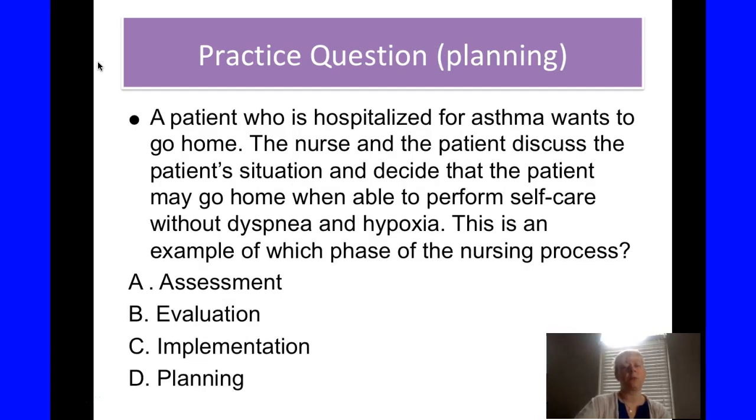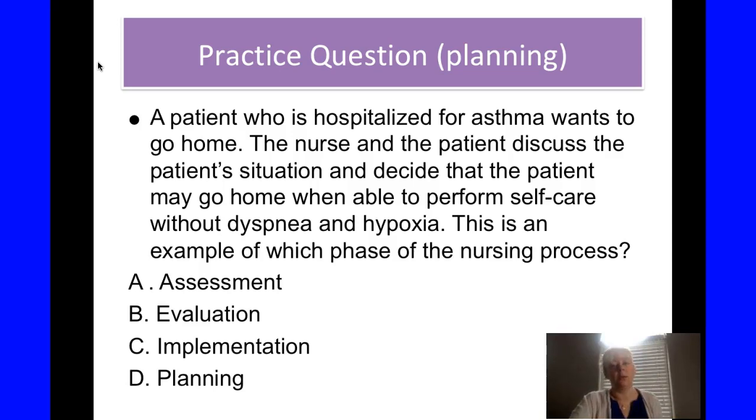A patient who's hospitalized for asthma wants to go home. You, the nurse, and the patient talk about the patient's situation and decide that the patient may go home when able to perform self-care without dyspnea and hypoxia. This is an example of what nursing process?